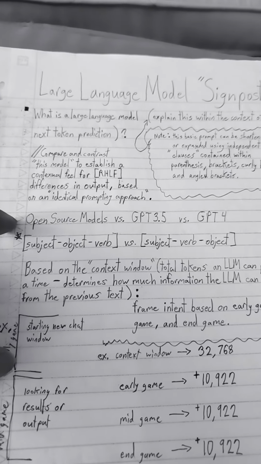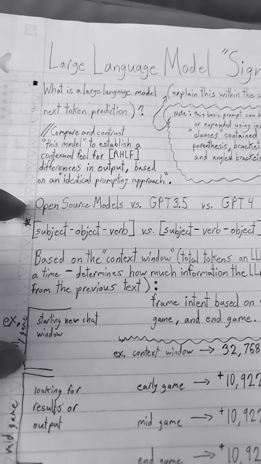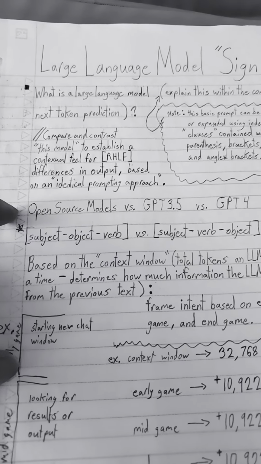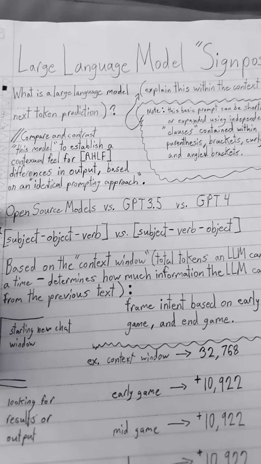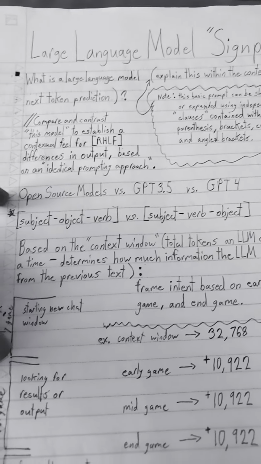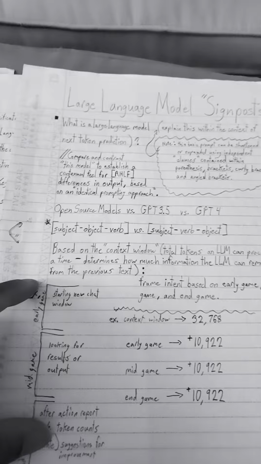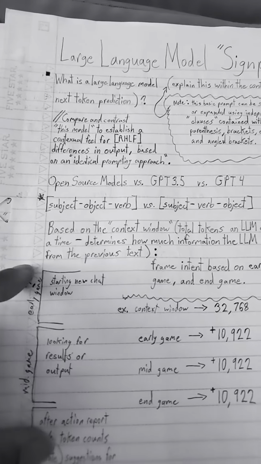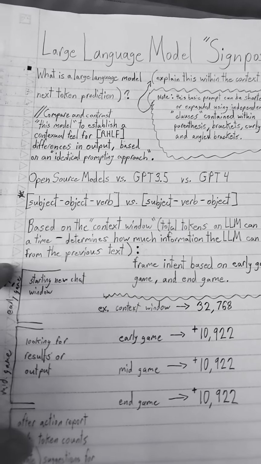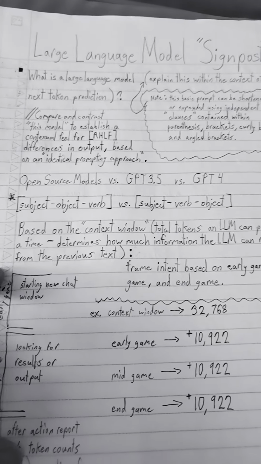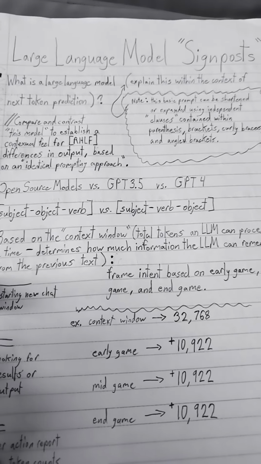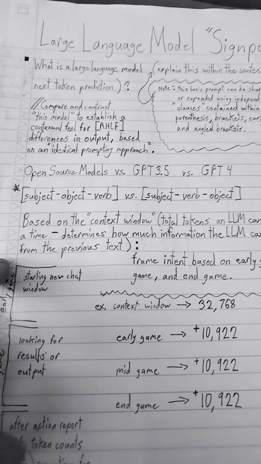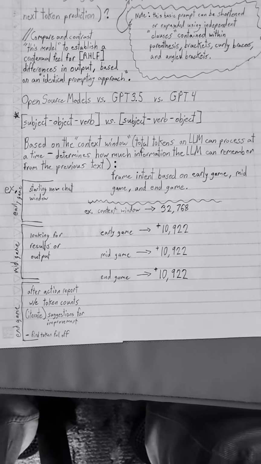Now, in order to do this, you can test it using open source models, including DeepSeek. You can choose the old classic GPT-3.5 or now GPT-5, since it's just been released today. Next, what you're going to want to do is understand the difference between subject, object, verb versus subject, verb, object. This is important in understanding how large language models interpret different token sequences differently across multimodal instances.